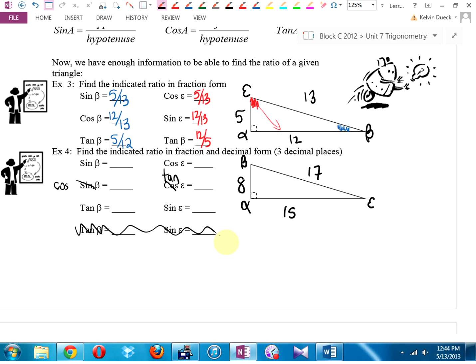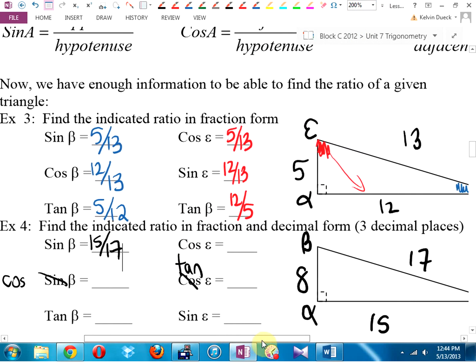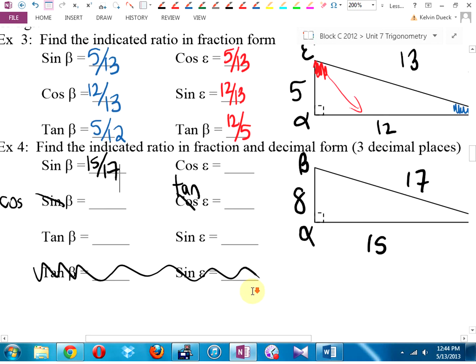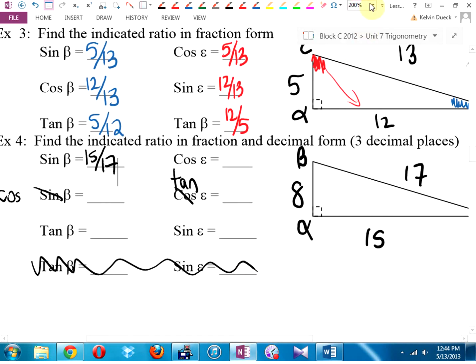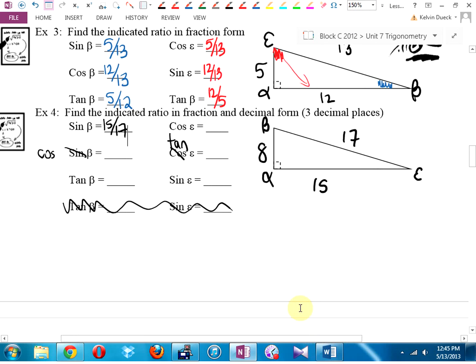Sine is opposite over hypotenuse. Can I zoom in? Not quite. Maybe. Nope, let's go to 150 times. Cos is. Tan is.